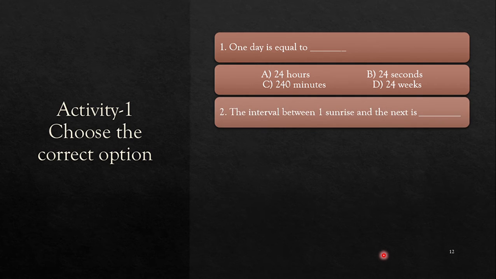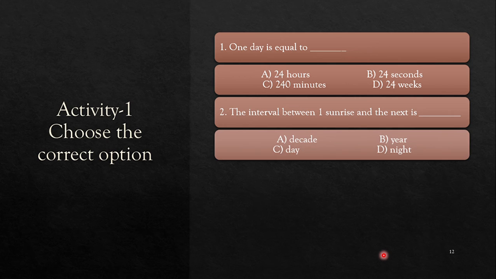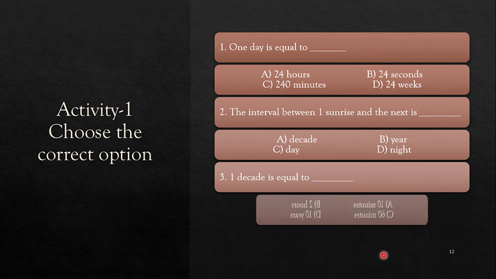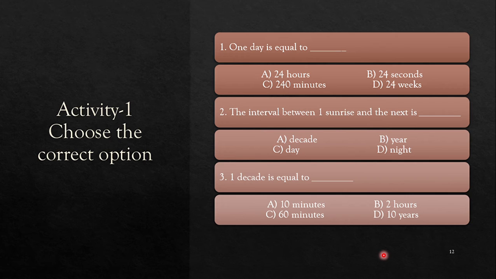So let's check all the questions before we get on to the answers. The interval between one sunrise and the next is A decade, B year, C day, D night. So you can write down your answers. I'll give you 5 seconds. 5, 4, 3, 2, 1. And the next question is 1 decade is equal to dash. A 10 minutes, B 2 hours, C 10 minutes, D 10 years. So the answer for the first one is A 24 hours, second one is C day, third one is D 10 years. Let's move on to the second activity.